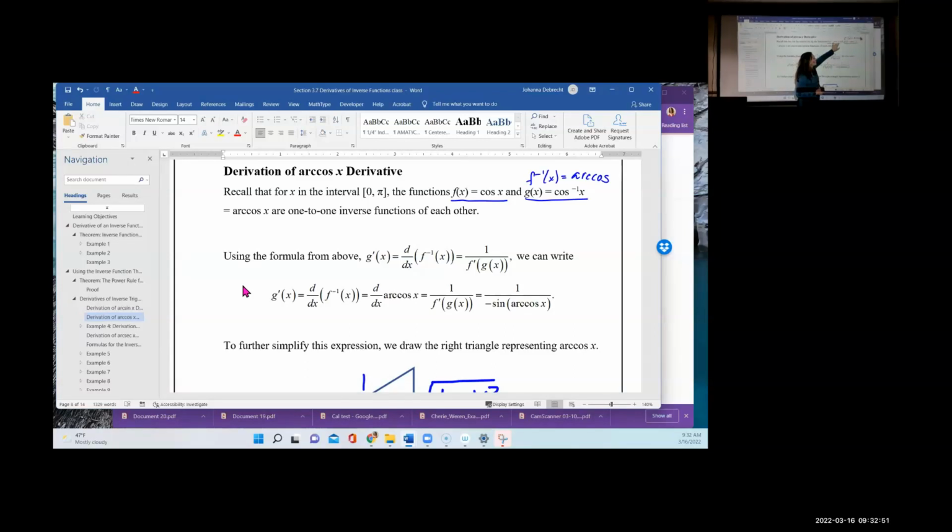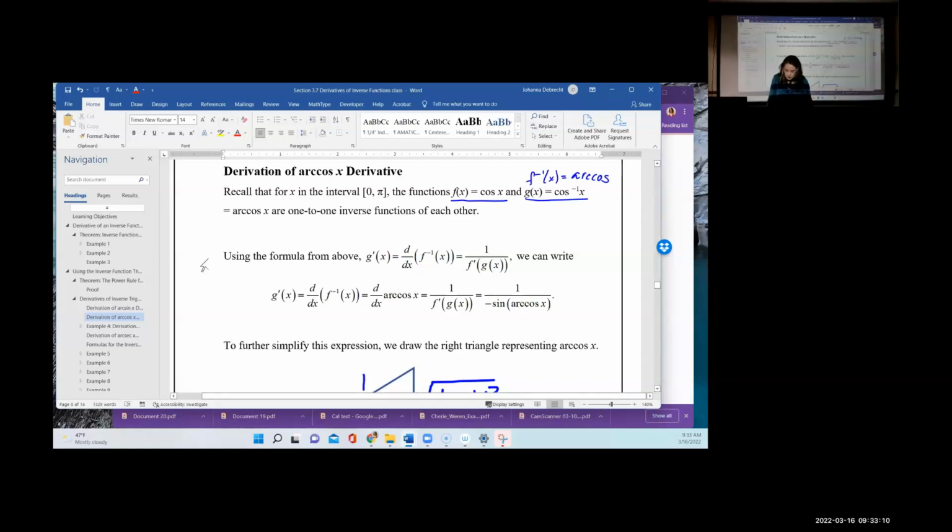So we apply the formula, take the derivative of the original function that it is the inverse for. So the derivative of cosine is negative sine. So we have negative sine of something. And then the something becomes arc cosine of x. So this becomes negative sine of arc cosine of x in the denominator for the formula.